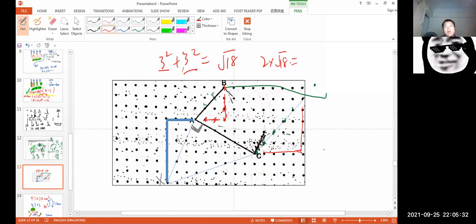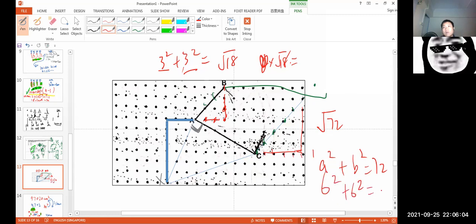So square root 18 is, hold on, square root of 4 times 18, which is 72. So how do you get 72? You need a squared plus b squared to be 72. Just pick yourself: what squared plus what squared equals 72? That's another way. So how many dots? 1, 2, 3, 4, 5, 6. 6 and 6. Does it make sense?